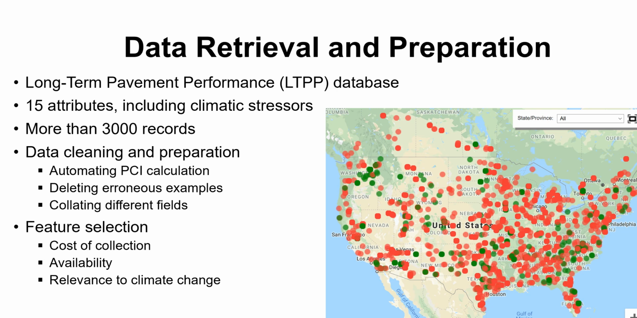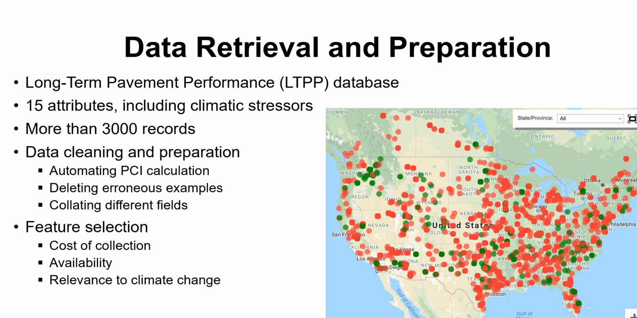Of course, data cleaning and preparation was a big part of the project, especially automating PCI calculation that I did talk about, removing erroneous examples, and some of the examples included missing data as well. So either removing or filling in those missing data was a part of the project as well. And collating and putting different fields and different tables together was very important as well. I'll talk about all of this hopefully in the next few minutes. And feature selection. So what features do we choose for our analysis? This was important as well.